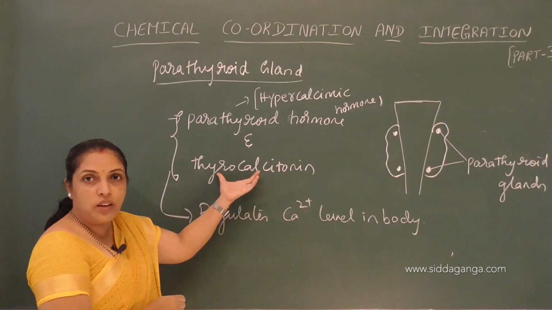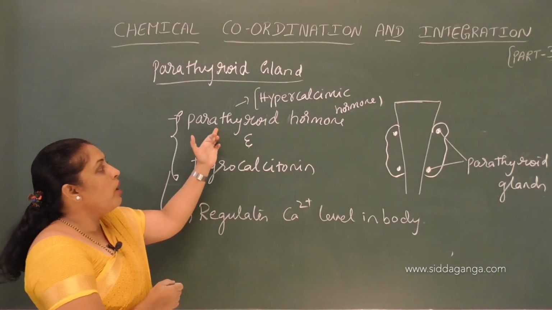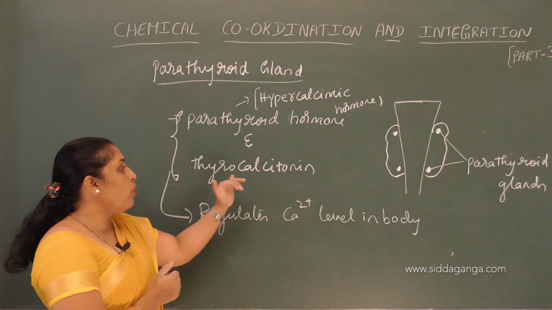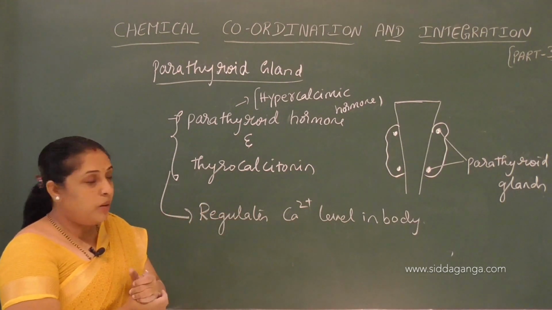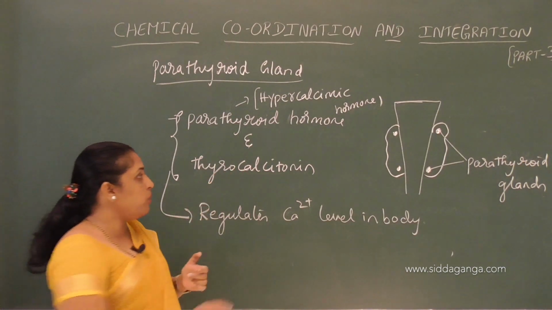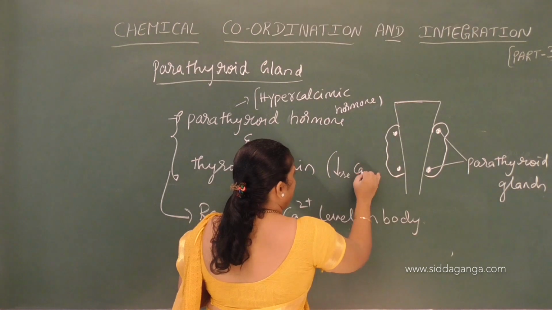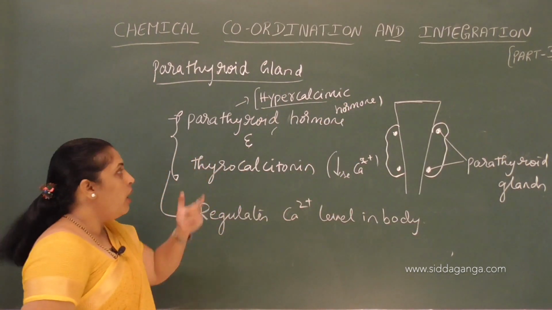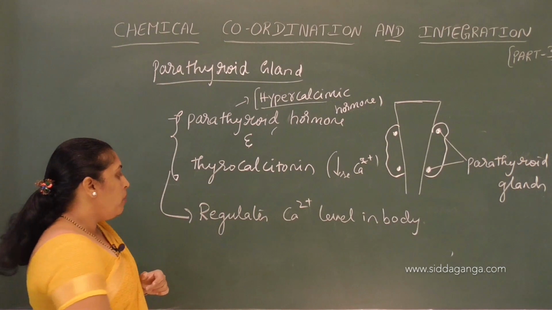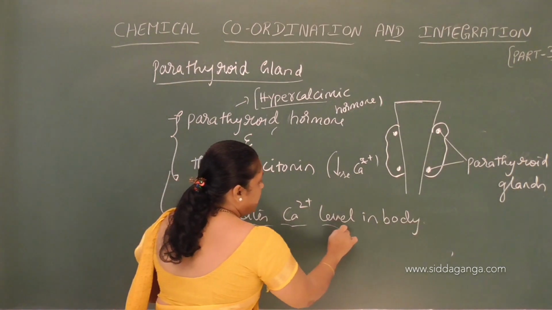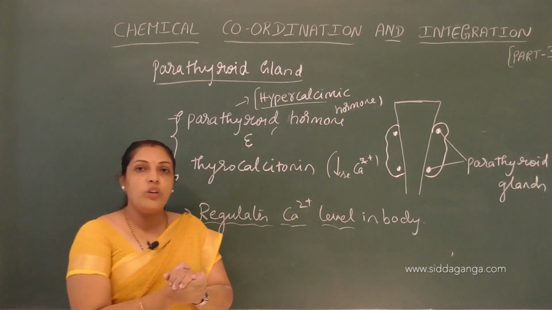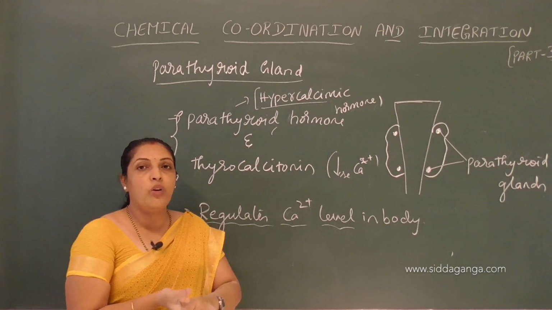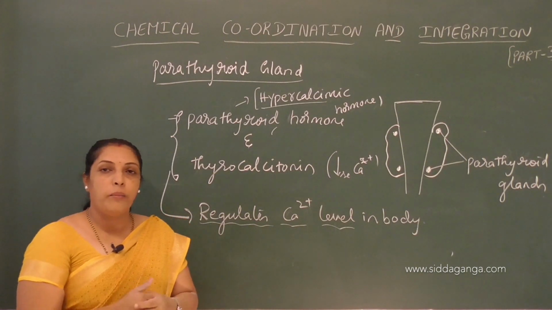When the body feels that calcium level is less in the blood, then the parathyroid hormone is going to function. When the calcium level increases in the blood, thyrocalcitonin is going to function to decrease calcium level, whereas parathyroid hormone increases calcium level in the blood. So these two hormones mainly help in regulating or balancing the calcium level in the blood. So this is about parathyroid hormone, which is produced by parathyroid gland. In the next class we will discuss thymus gland and adrenal gland with the pancreas. Thank you.